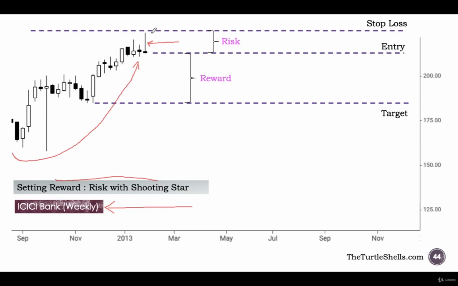So I have drawn a purple dotted line just above the high of the shooting star. That becomes our stop loss. The close of the shooting star is our entry point. So that's our risk. And what is the reward?